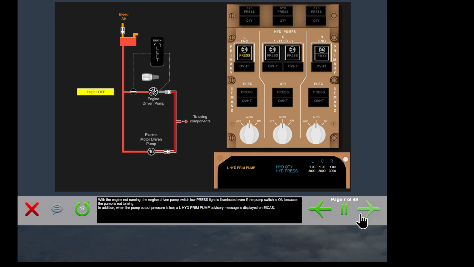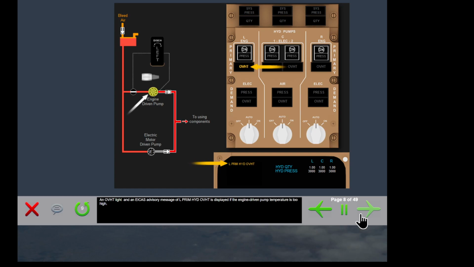With the engine not running, the engine-driven pump switch low pressure light is illuminated even if the pump switch is on because the pump is not turning. In addition, when the pump output pressure is low, a left hydraulic primary pump advisory message is displayed on ICAS. An overheat light and an ICAS advisory message of left primary hydraulic overheat is displayed if the engine-driven pump temperature is too high.